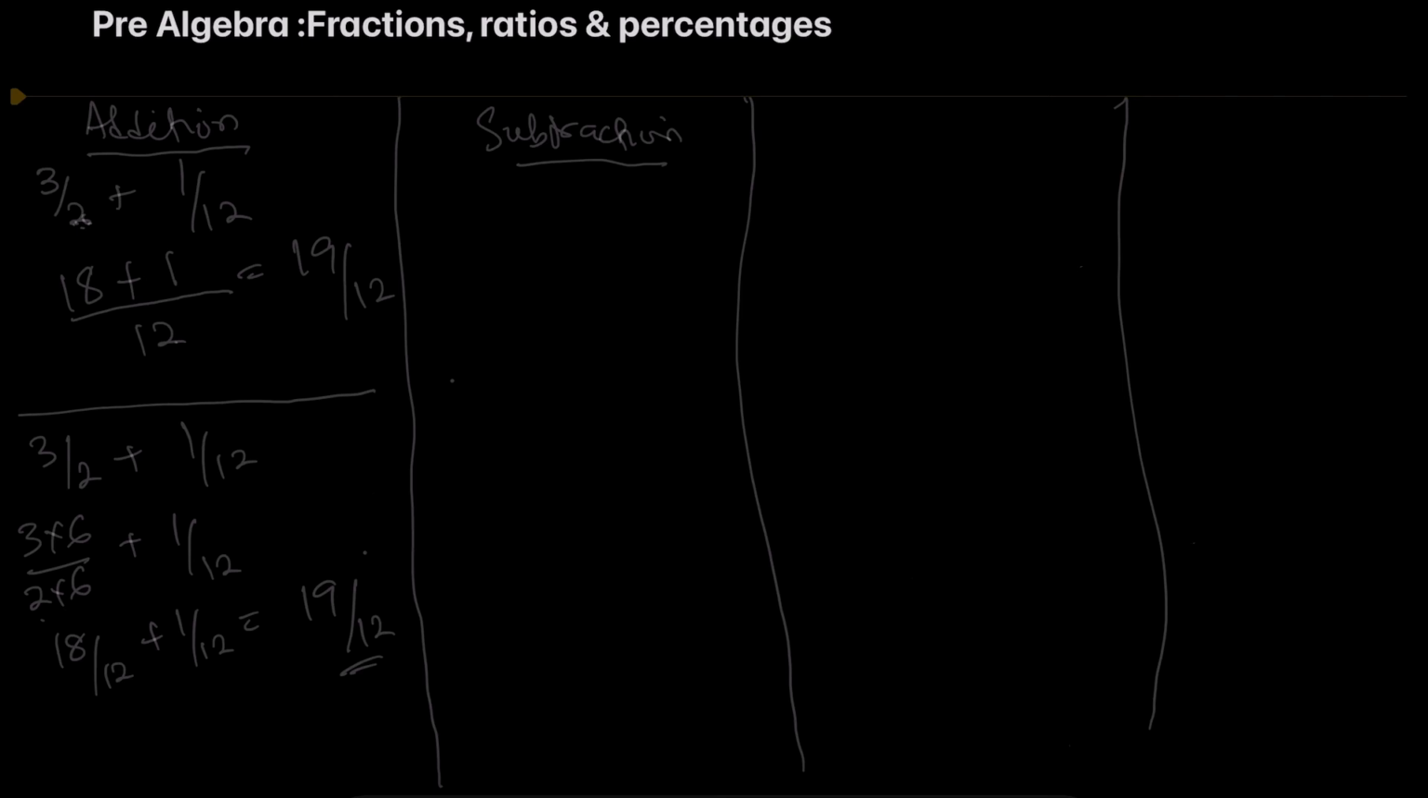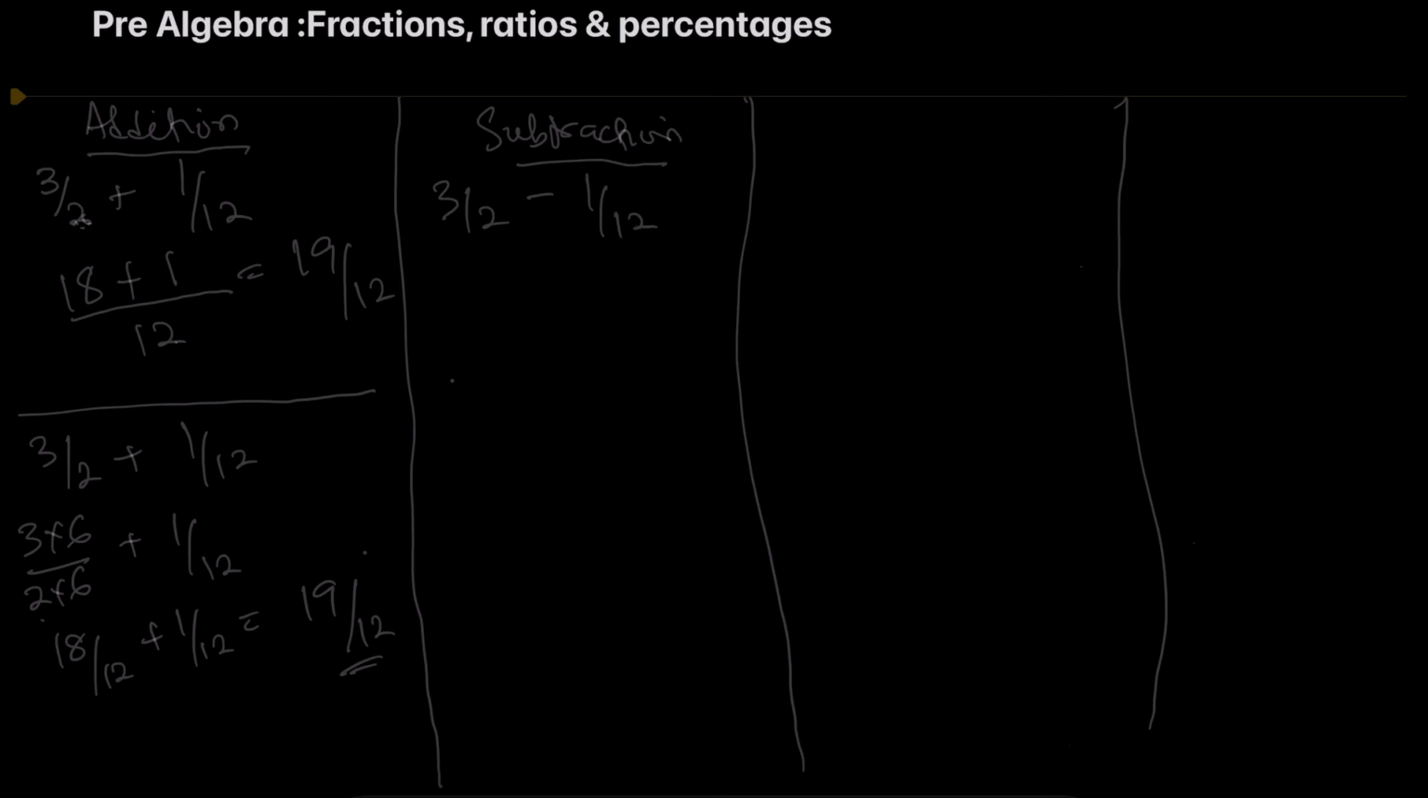So in the case of subtraction, it's very similar to the case of addition. You are basically trying to do the same thing that you did in the case of addition. The only difference is that everywhere you have a plus, you take a minus instead. So if we take the same example that we used, here we could say 3 all over 2 minus 1 all over 12.